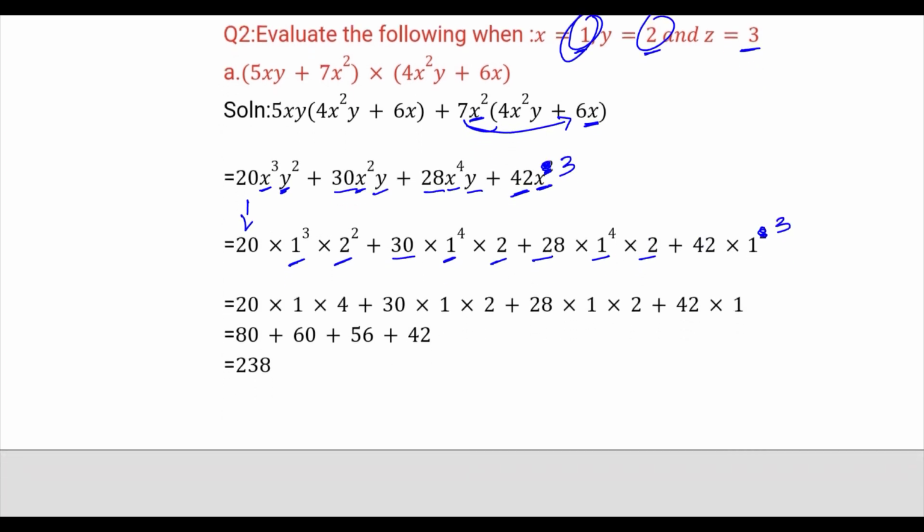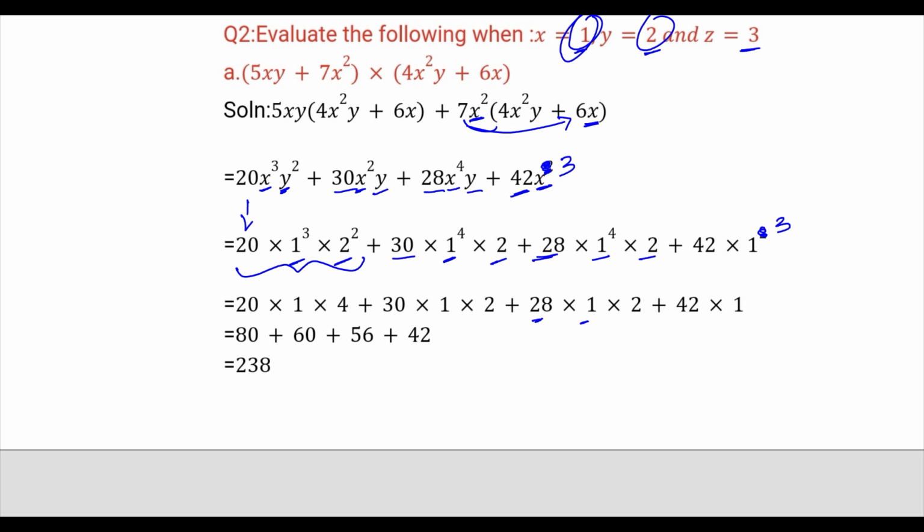Once we have written down the values, it's just simple multiplication, right? So 20 into 1 to the power 3 is just 1, right? And then 2 to the power 2, or 2 square, is 4. Same thing, 30, 1 to the power 4 is 1, and then 2 will be 2. Then 28 is here, then 1 to the power 4 will be 1 again, and then 2, then 42. 1 to the power 3 is still 1.